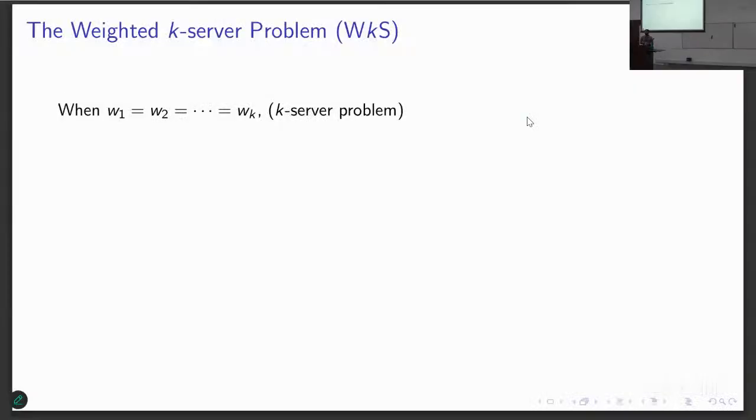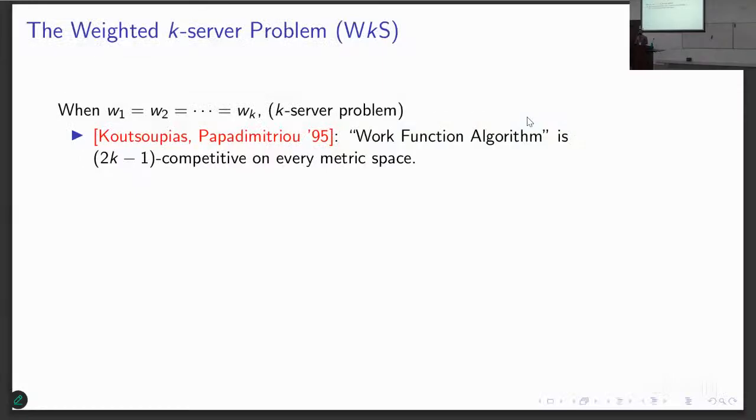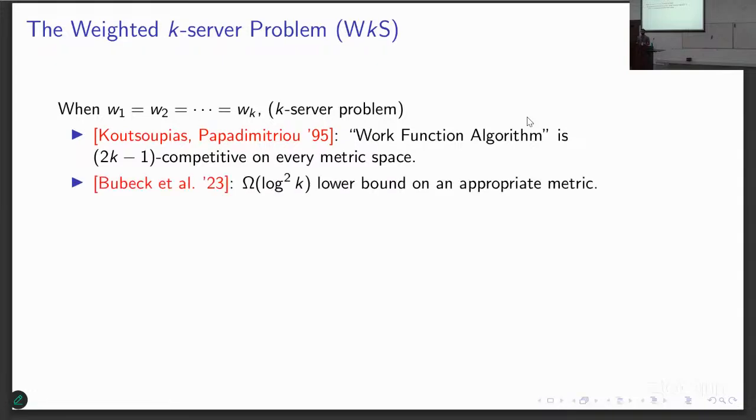And if, let's say, all the weights are equal, then this is the standard k-server problem, and this has been studied for multiple decades. The best known upper bound is by Koutsoupias and Papadimitriou from the 90s, which is 2k-1 competitive on any metric space. And the best known lower bound was recently given by Bubeck et al., which is log square k.